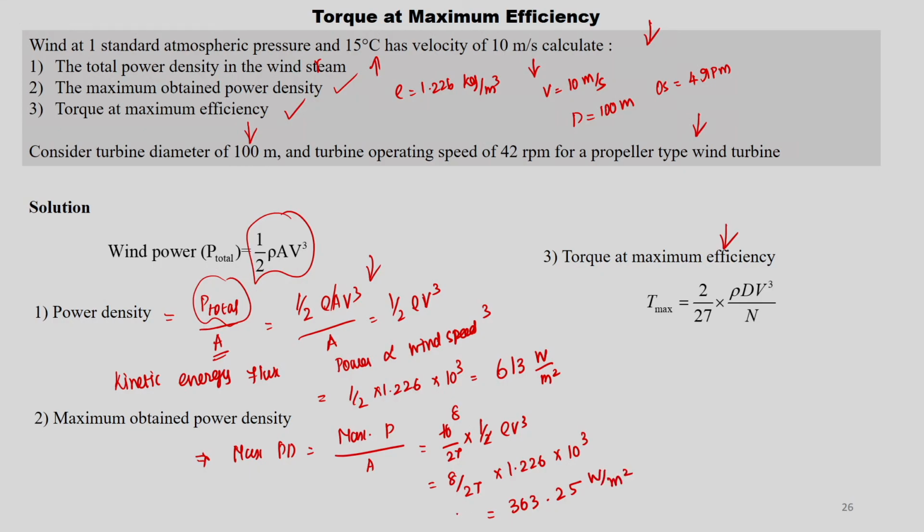So, this is the maximum power density one would be obtaining. It is independent of rotor diameter, using the 10 meter per second velocity and air density of 1.226 kg per meter cube. And then torque at maximum efficiency, we have the formula 2 upon 27, 1.226, rotor diameter is 100 and V is 10 to the power of 3.